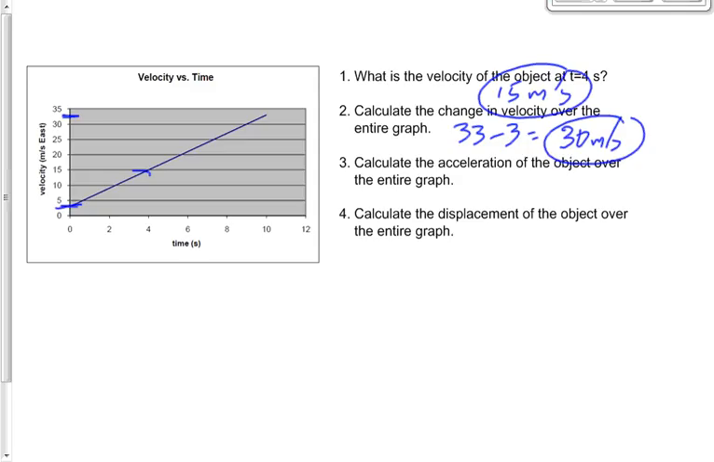What about the acceleration of the object over the entire graph? Well, from one to the next, right? Position. You know how to get a position? Displacement is easy. You know how to get a velocity? Change in velocity is easy. You know how to get change in velocity? Then we can get the acceleration pretty easily. It's delta V over delta T. It's 30 meters per second over 10 seconds. It's 3.0 meters per second squared.